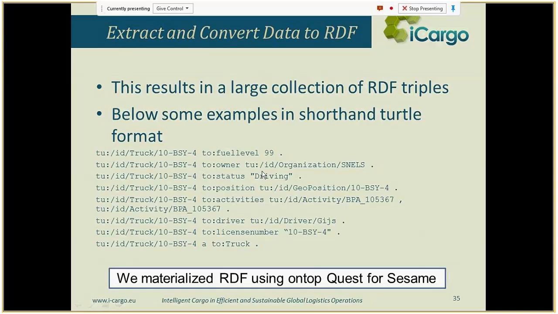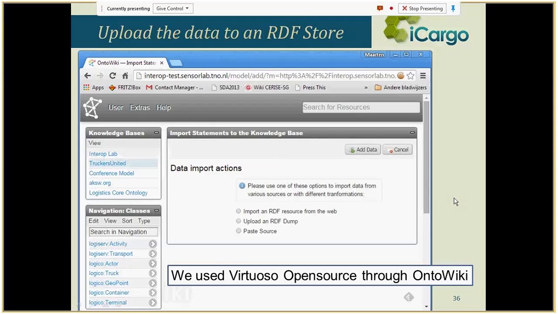And this is just some examples, in Turtle format, of the kind of triples that you would get. So there's some subject identifier here, then a property name, a relationship, and then a value, or maybe another entity within the data set. So here the truck is related through the owner property to the organization Snells.